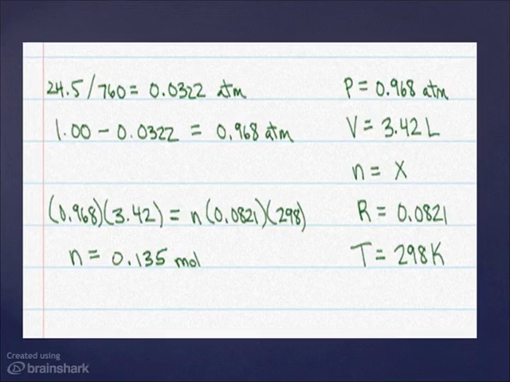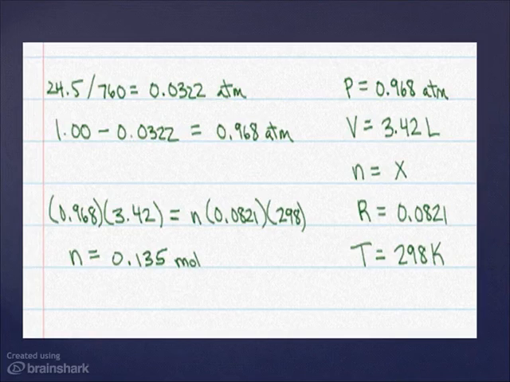Plug that into PV equals nRT. So pressure of oxygen is 0.968 atmospheres. The volume was 3.42 liters. We're looking for the number of moles. R is always 0.0821, and then the temperature is just 298 in this case. Plug that into PV equals nRT, solve for n, and we end up with 0.135 moles of O2.